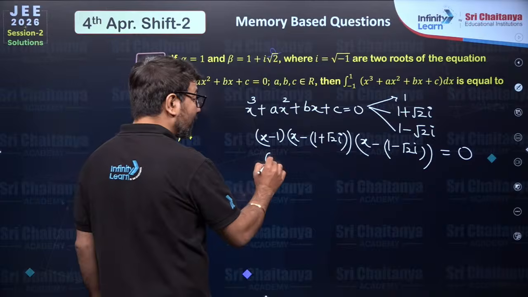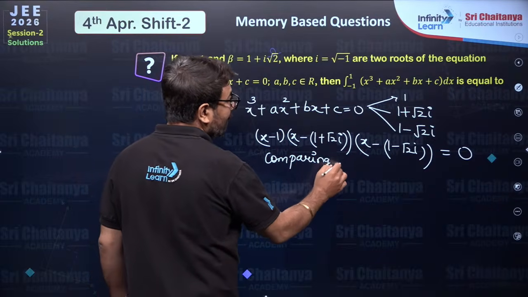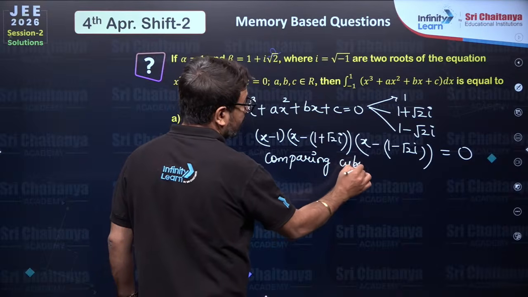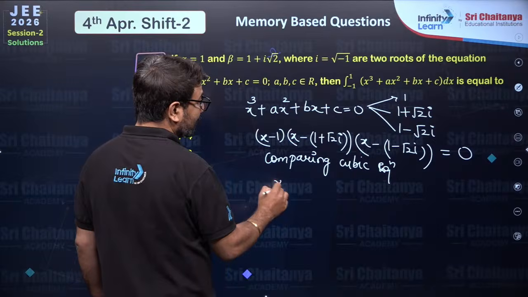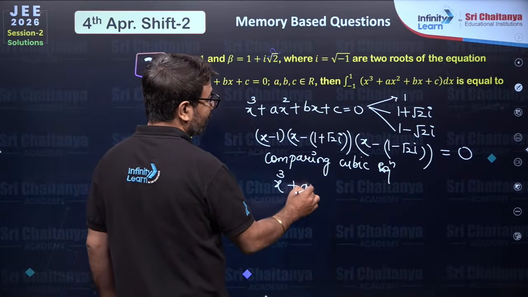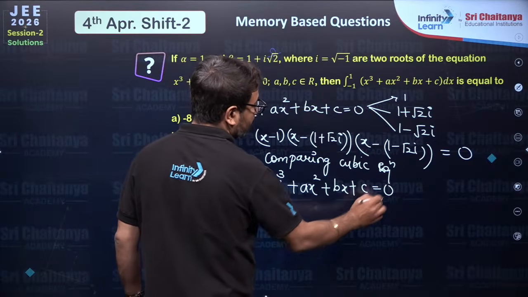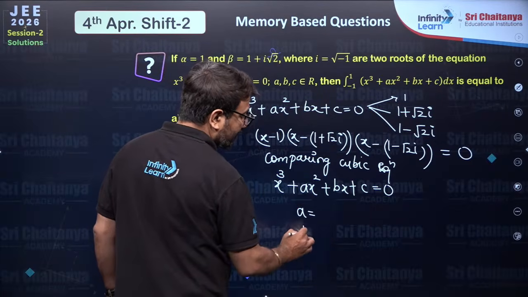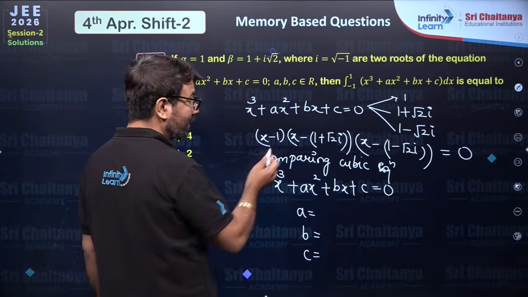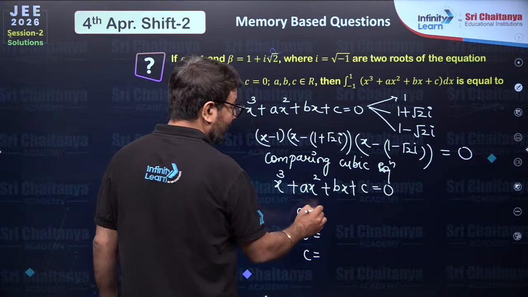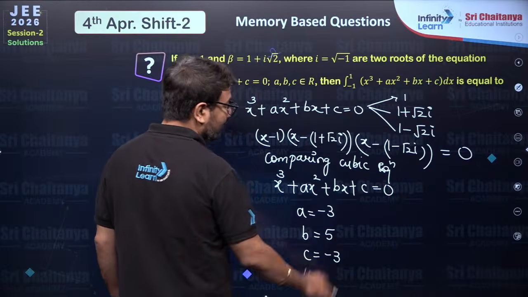And you will be comparing the cubic equation that you obtain from here with what? With the given cubic equation, x cube plus ax square plus bx plus c, which is equal to 0. So bache, over here you will have the values of a, b, c. a is the coefficient of x square, that is minus 3. b is the coefficient of x, that is 5. c is the constant, that is minus 3.